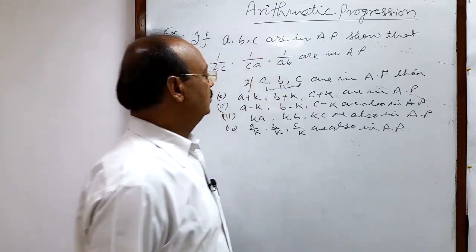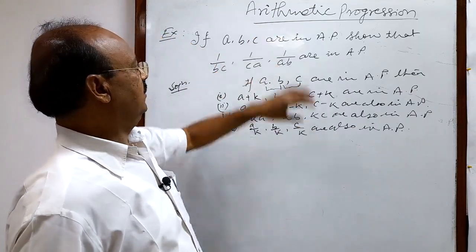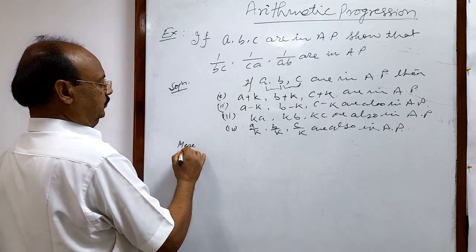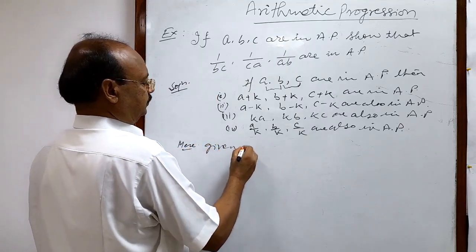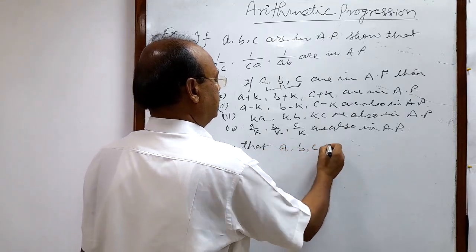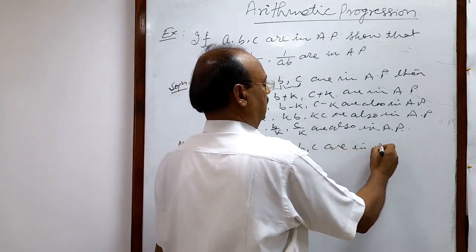Okay. So we will use this property in this case here. So let us see the solution here. Given that A, B, C are in AP.